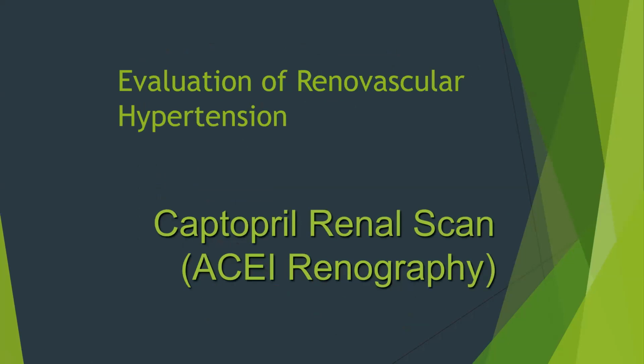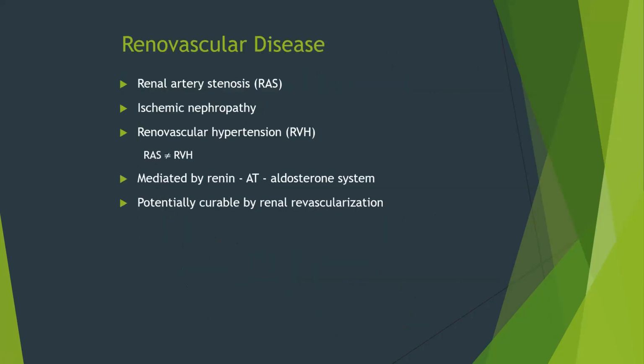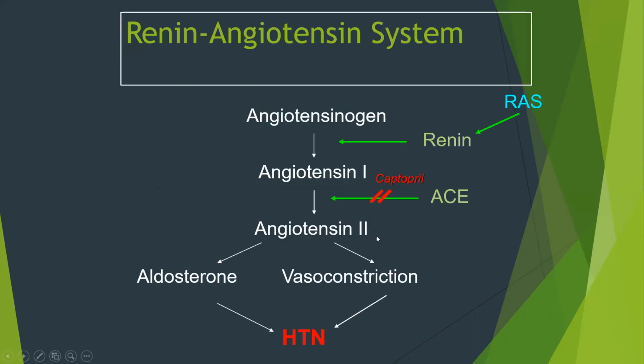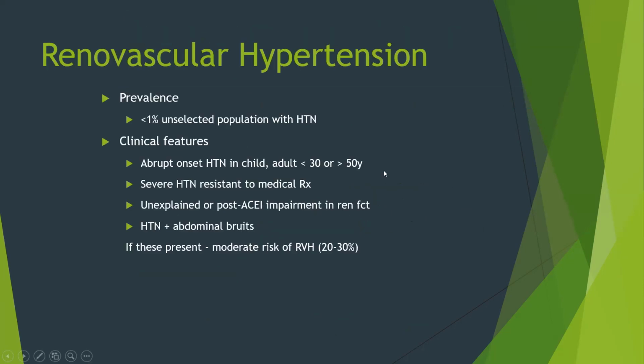Talking about evaluation of renovascular hypertension, we do a captopril renal scan, and this is used in the cases of renal artery stenosis or ischemic nephropathy, in renovascular hypertension, and this is potentially curable by renal revascularization. We all know this is a renin-angiotensin system, and the captopril, it acts at this level. So we can very well see the effect of captopril in case there is a hemodynamically significant renal artery stenosis.